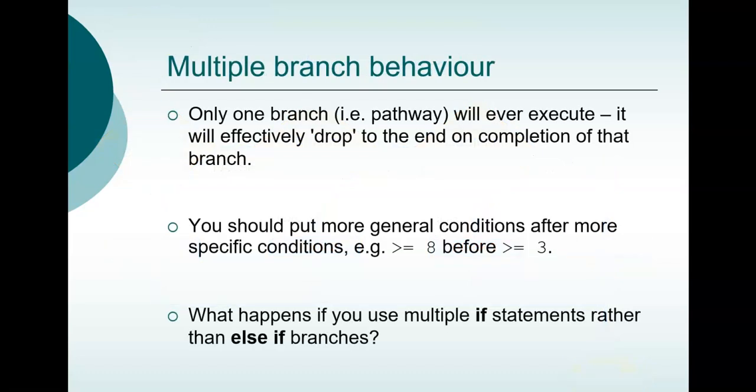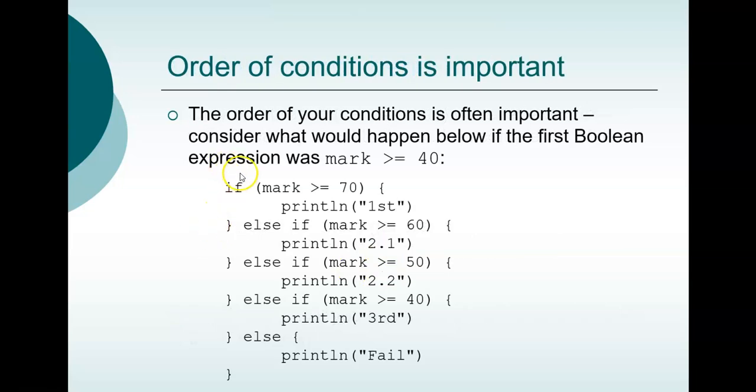Now we are saying that when you have multiple branches, only one branch will execute. It will effectively drop to the end of the completion of the branch. So when you have multiple conditions, only one branch executes at a time. So we say that you should put a more specific condition before a more general condition. If not, you're going to have a logical error. So for example, we have this. The order of the condition is very important.